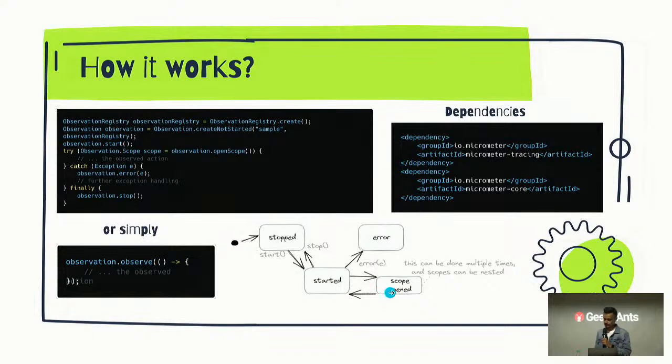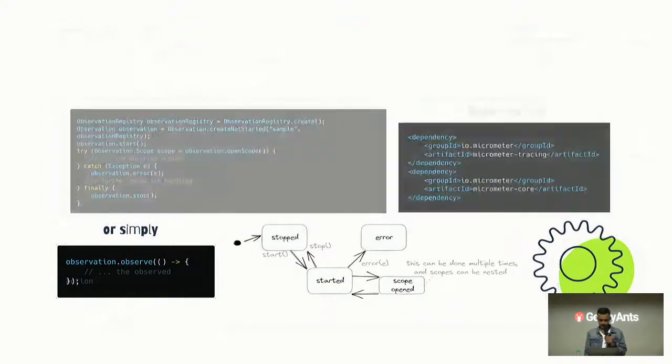And next is the scope life cycle. There are two, one is scope open, and scope closed. So this can be done multiple times, and scopes can be nested. So it will keep on nesting the scopes for your observability point of view.